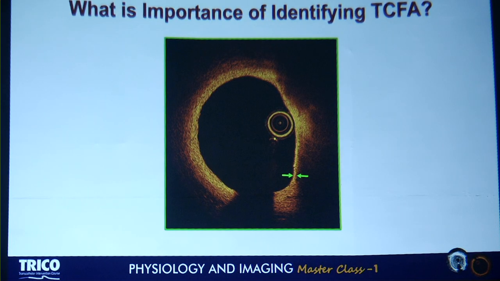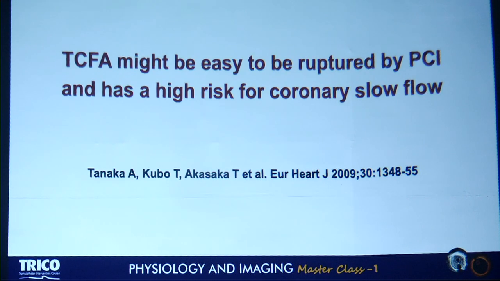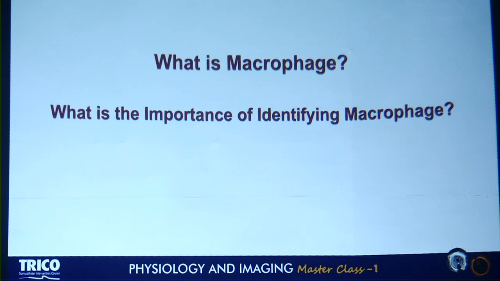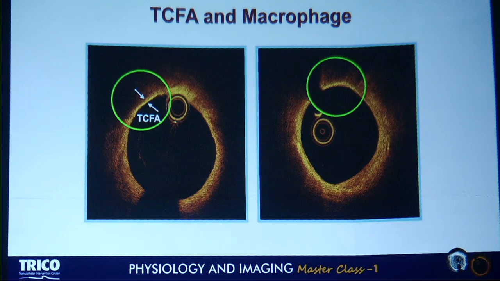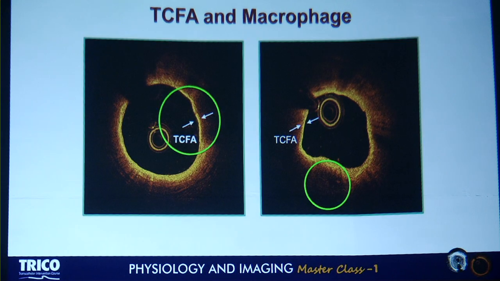So, importance of identifying the TCFA. TCFA might be easy to rupture and has a high risk of coronary slow flow. The odds ratio is 5. Macrophage, what is the importance? So macrophage is again that lipid accumulation. And you can see these are the examples, TCFA with macrophage.